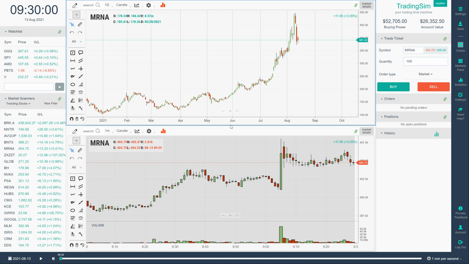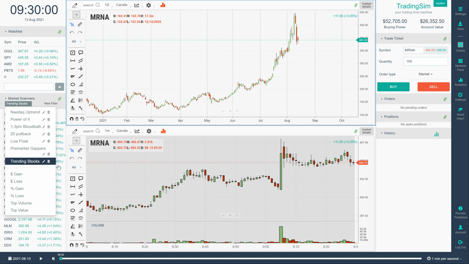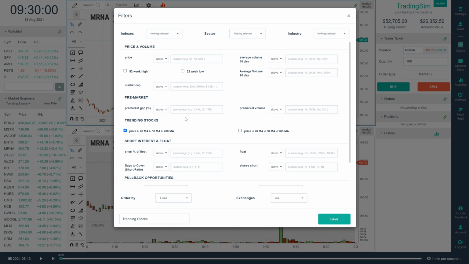Just going to put together a quick tutorial for you on how I like to find stocks that are in strong uptrends or downtrends using our new scan filter. In order to do that, what I've done here is I've actually created one for us already called Trending Stocks. And if I edit this, it'll just show you what I've done.